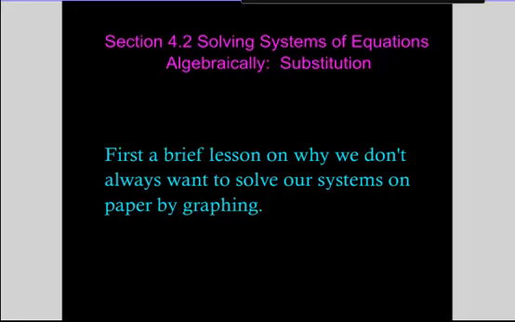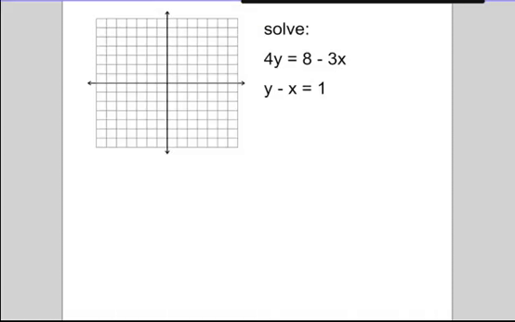Okay, class, section 4.2, solving systems of equations algebraically using a method called substitution. But before we start doing that, I'm going to give you a couple of examples of why we don't always love graphing, why it's not my preferred method. So here's my first example.